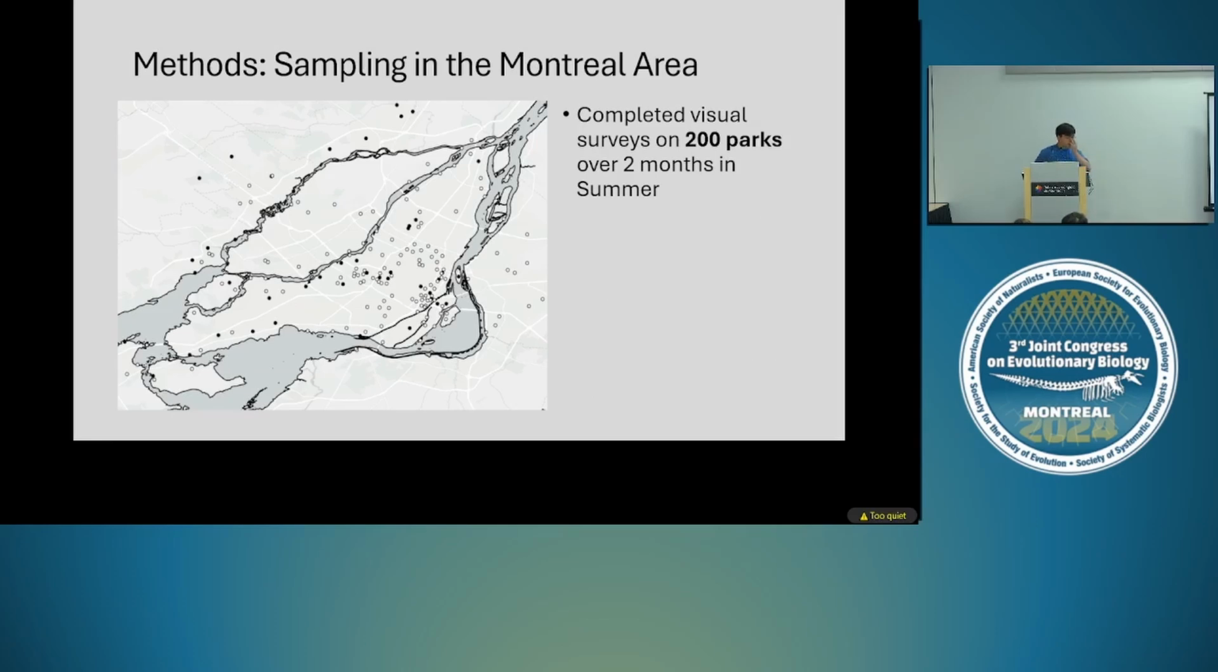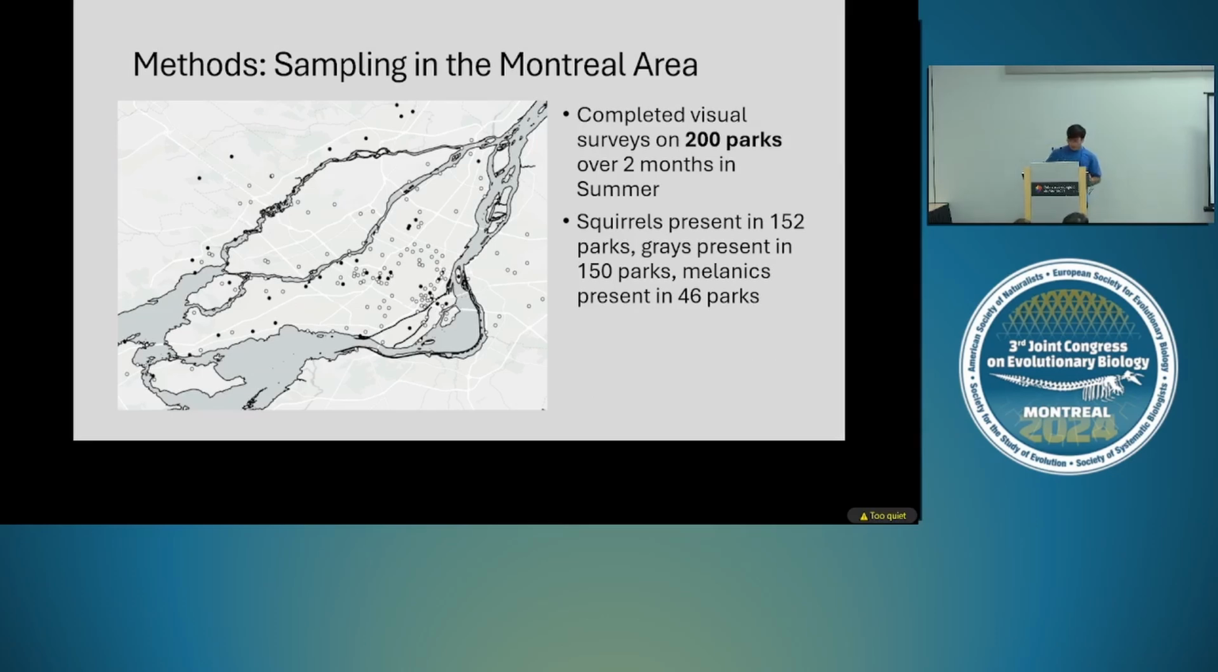So what I did is that when I had time off from my part-time job in summer 2022, I took my bicycle and rode all around Montreal island, visited 200 different parks, and conducted visual surveys of the population that lived there. Just to talk real quickly about what I saw, first off, squirrels were present in 152 of those parks, which really brings back the point that they're omnipresent in the city. And melanics were present in 46 of those parks. So they're relatively all over the place.